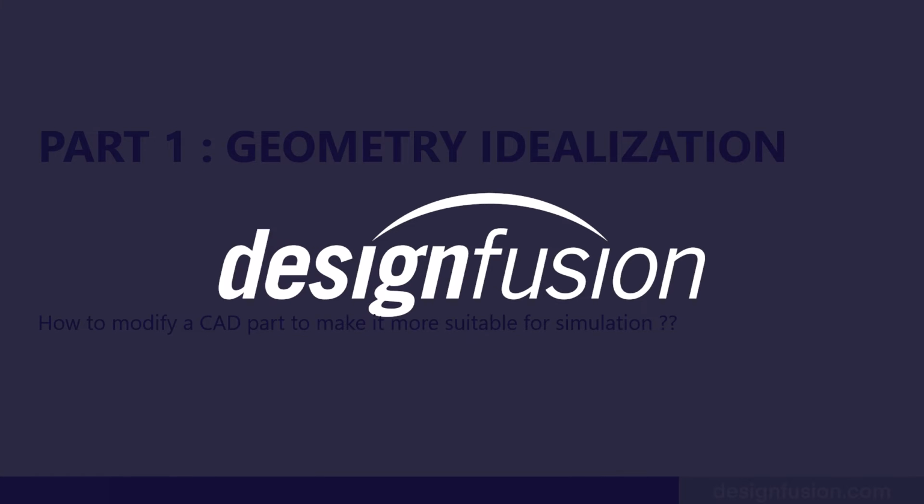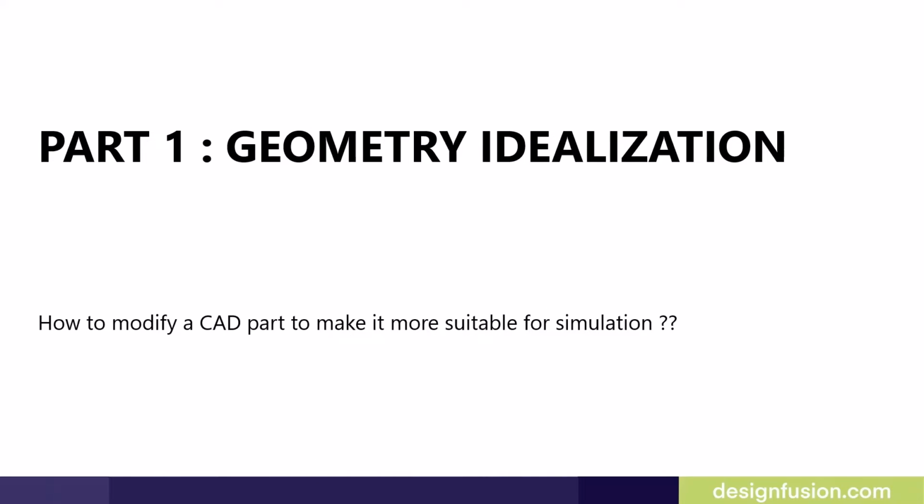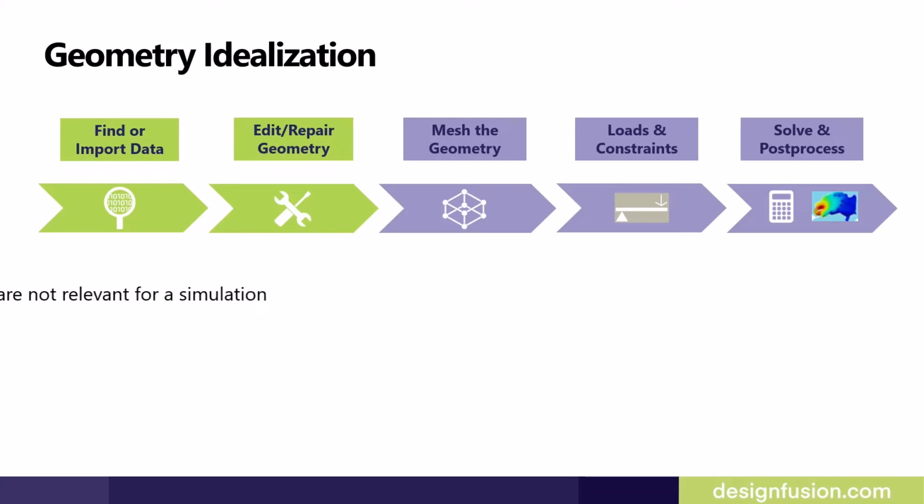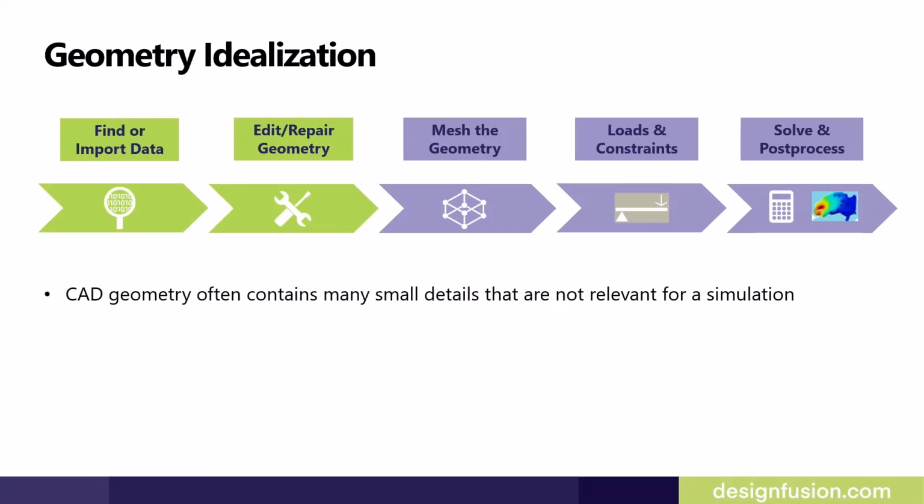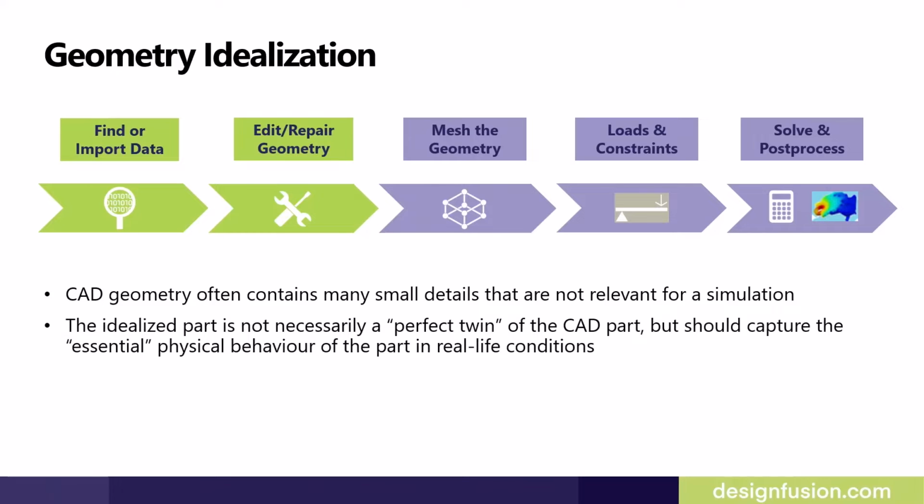In this video we are going to discuss the first step of simulation, which is geometry idealization, that is, how to modify a CAD part to make it more suitable for simulation purposes. We know that CAD geometry often contains many small details that are not relevant for simulation, and for that we have to edit and repair our geometry.